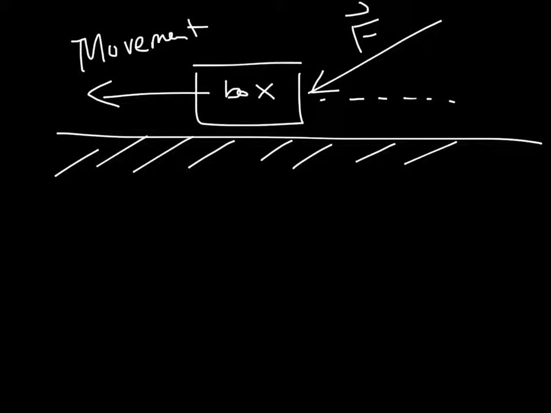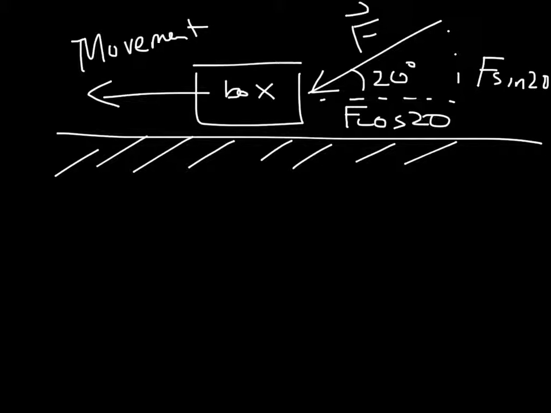So you'll notice that if you divide this force up into components, let's say it's 20 degrees, you get the magnitude F cosine of 20, and in the y direction you get F sine of 20. The movement, the direction that we care about, has a unit vector of 1 i hat. It's only moving in the x direction. We don't care about the magnitude.